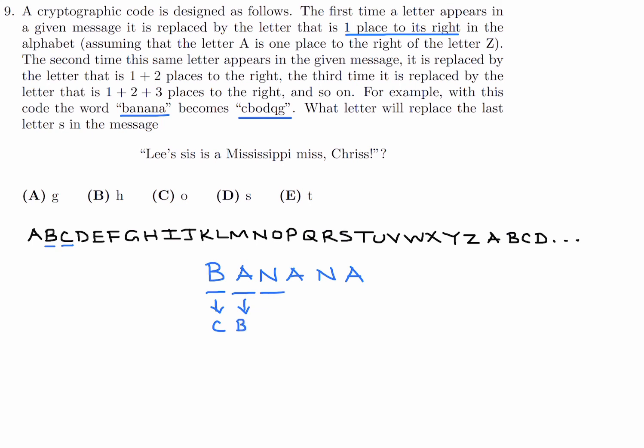N is appearing for the first time, so we replace it with O, which is the letter that's 1 to the right. Now A is appearing now for the second time, so we have to replace it with a letter that is 1 plus 2 places to the right. So that's 3 places to the right from A, which would be 1, 2, 3. D is what we replace it with. N is appearing for the second time, so again 3 digits to the right of N. So that would be 1, 2, 3. Q is what you replace it with. Now this A is appearing for the third time, so we replace it with 1 plus 2 plus 3, or 6 digits to the right of A. So that's going to be 1, 2, 3, 4, 5, 6. And there you go. That is how they got the CBOD.